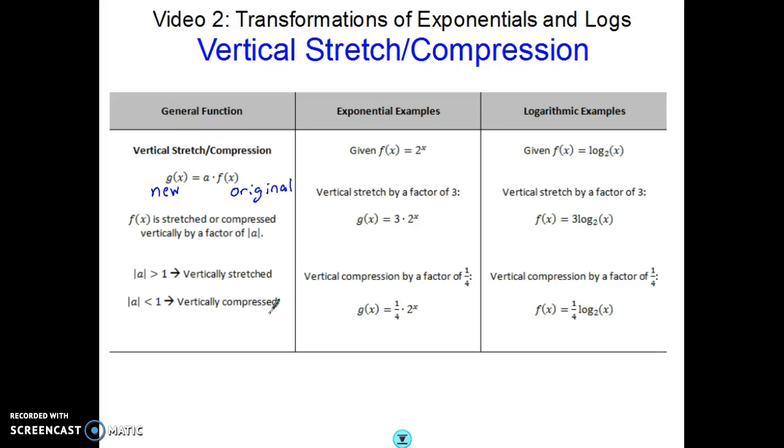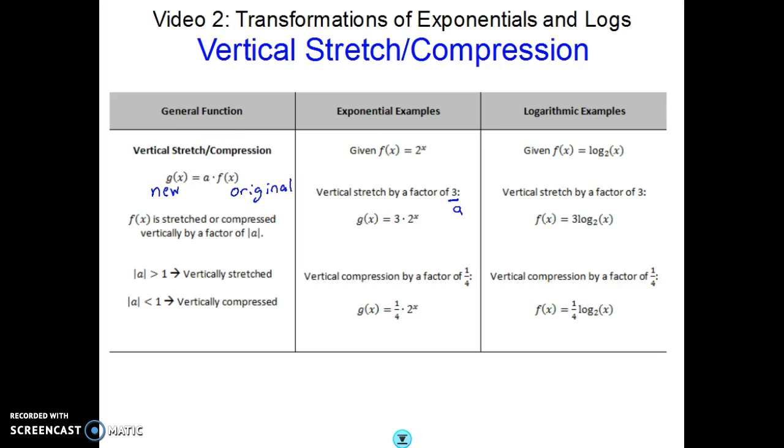If we start again with our parent function of f of x equals 2 to the x, and we want to vertically stretch by a factor of 3, well, that means that a is 3. So we just put that times 3 out in front of our function 2 to the x. For a vertical compression, in this case by a factor of 1/4, and that's still our a value, we just again put that times 1/4 in front of our exponential.